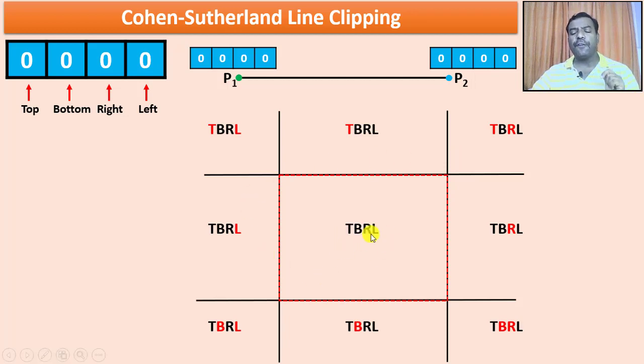Clear? So now, for the center, none of the sides is activated. Hence, the left bit is 0, the right bit is 0, the bottom bit is 0, and the top bit is also 0. Similarly, here I'm going to have 0, 0, 0, 1 because only the one bit is activated for that side. If I convert from binary to decimal, this is going to be 1, this is going to be 2, this is going to be 4, and this is going to be 8.